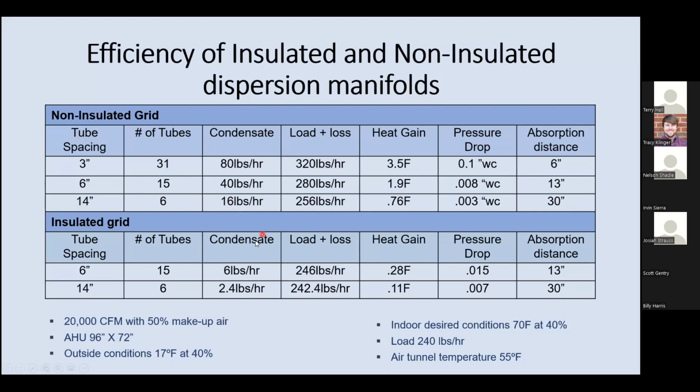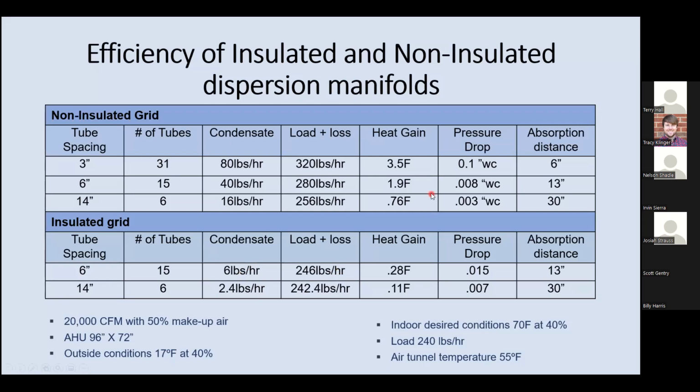If you're in, let's say, an air handler, you need to keep absorption distance low, but you want to be more efficient. It pays to go with an insulating grid. These are more expensive, but the payback in this situation would likely be within a year. In most cases, it's within 1 to 2 years, depending on the energy costs.